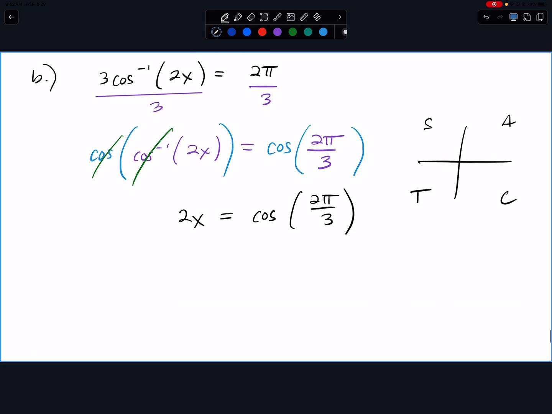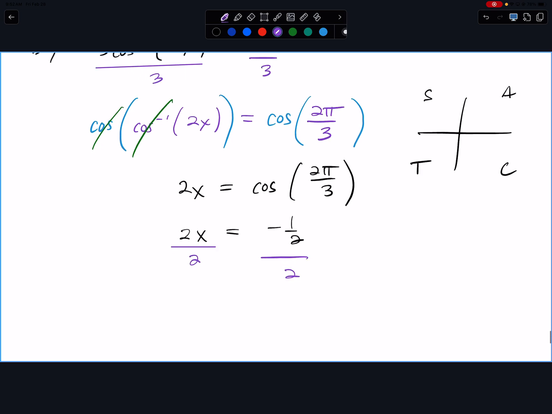So this is going to be 2x is equal to negative 1/2. Divide both sides by 2 to cancel the 2. And then, do you guys agree dividing by 2 is the same thing as multiplying by 1/2? So x is equal to negative 1/4.